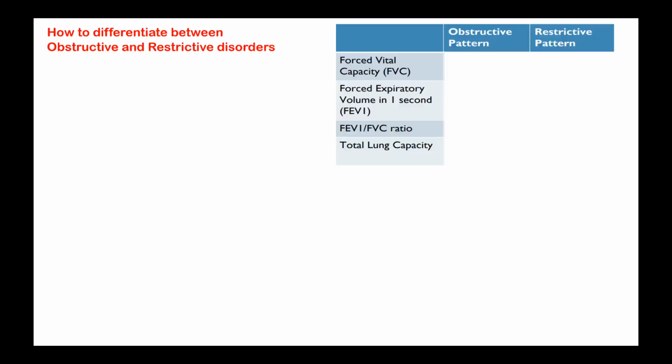How to differentiate between restrictive, obstructive and mixed disorders? What will be the values if it is a purely obstructive airway disease? What will be the FEV1? What will be the FEV1 to FVC ratio? What will be the TLC?